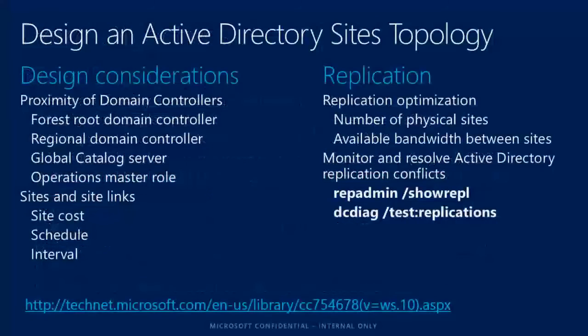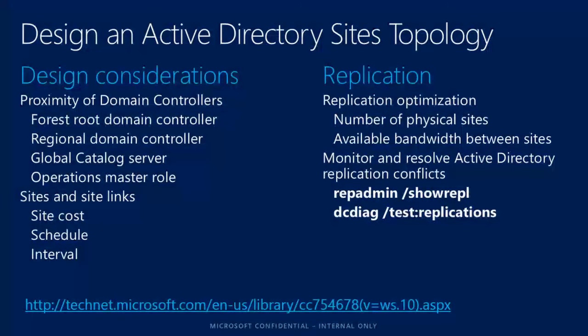AD infrastructure physical. So proximity of domain controllers. This is in the subject of site topology. Forest root DC, global catalog server, ops master roles, sites and site links, cost, schedule, interval. That's a perfect area to create a question around with a diagram. They'll show you 3 or 4 or 5 sites, put the site links in, put the costs or the interval or schedule on those, and have you determine which site link would be used in this particular instance, and so on. Replication, how to optimize replication, number of sites, the bandwidth. That's another perfect area with a diagram showing the bandwidth between sites and which link would be preferred and all of that.